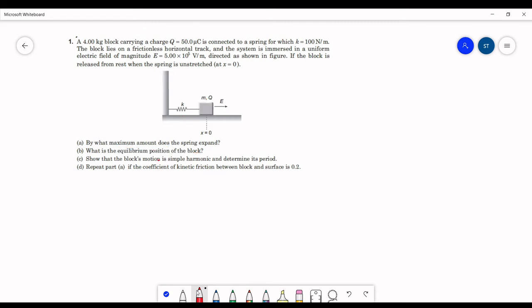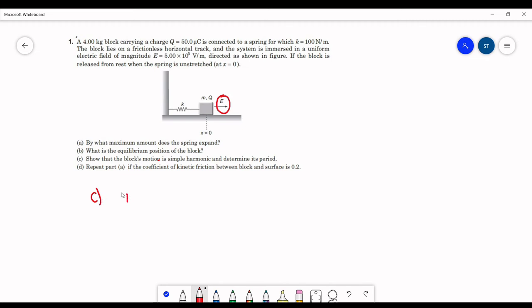So in the C part, we have to show that the block's motion is simple harmonic and determine its period. As we have already discussed, a simple spring block system with constant external force is given in this question. So we can say it is an SHM. And we also know that when a constant force is acting on an SHM, it won't affect the time period. The only thing that is affected by this constant external force is the equilibrium position. So the time period won't be affected by the external force.